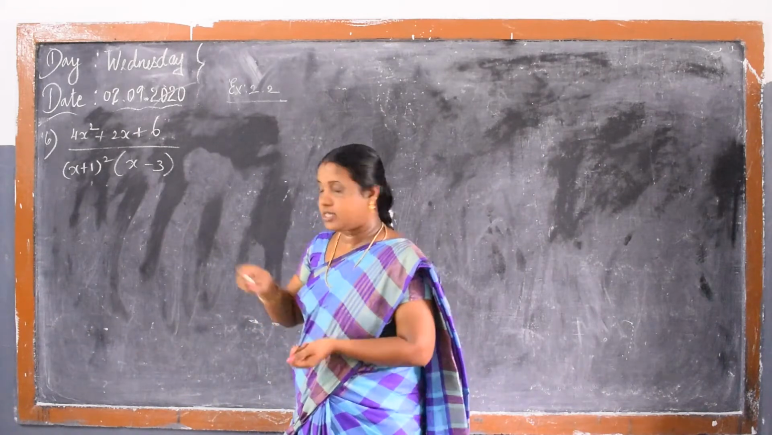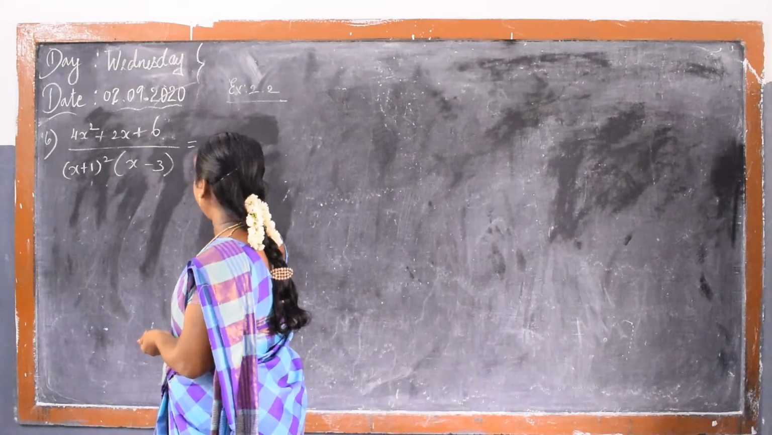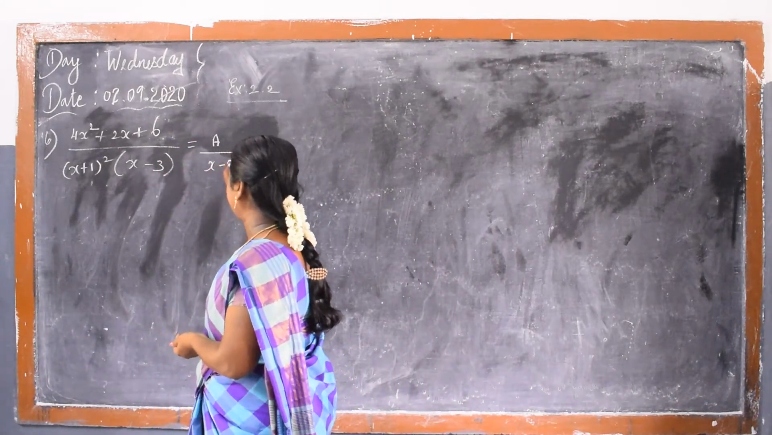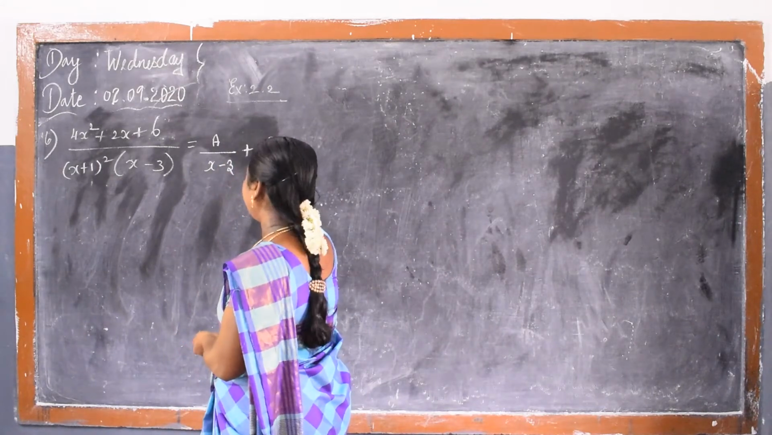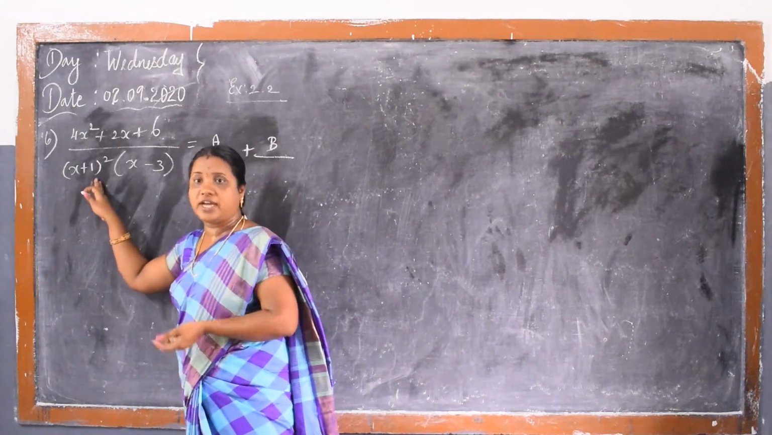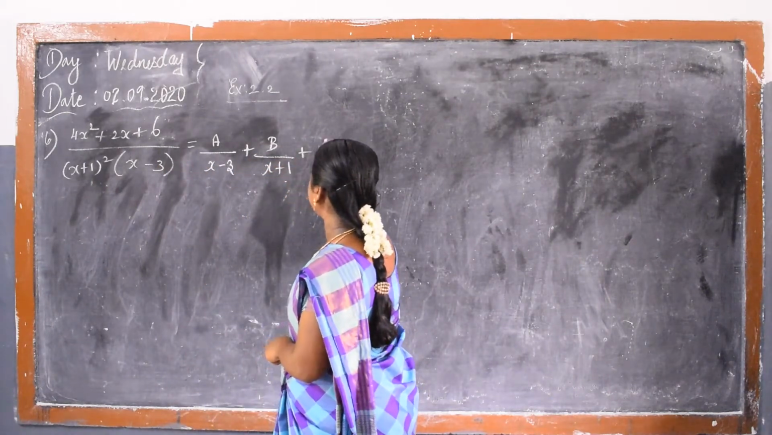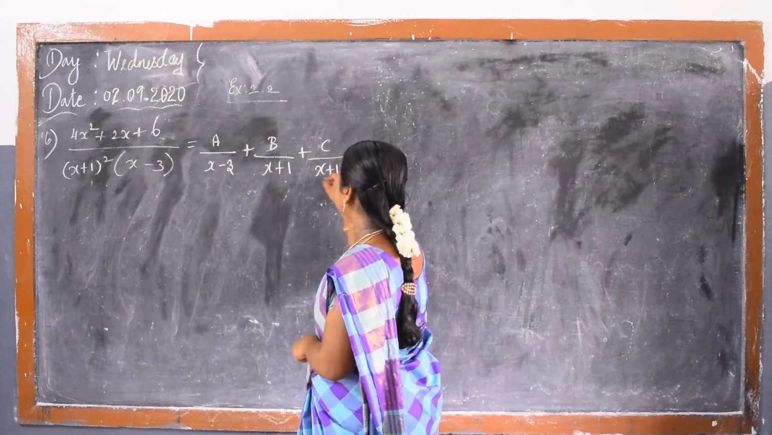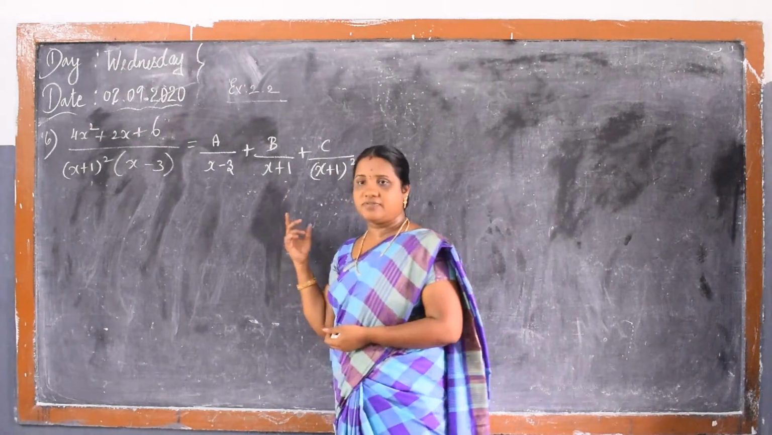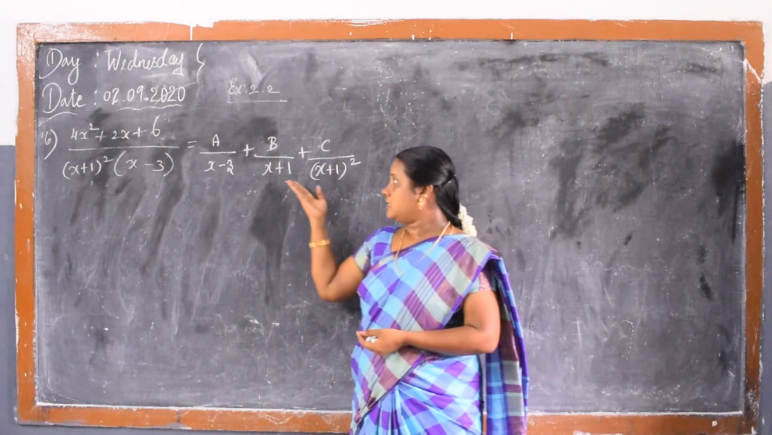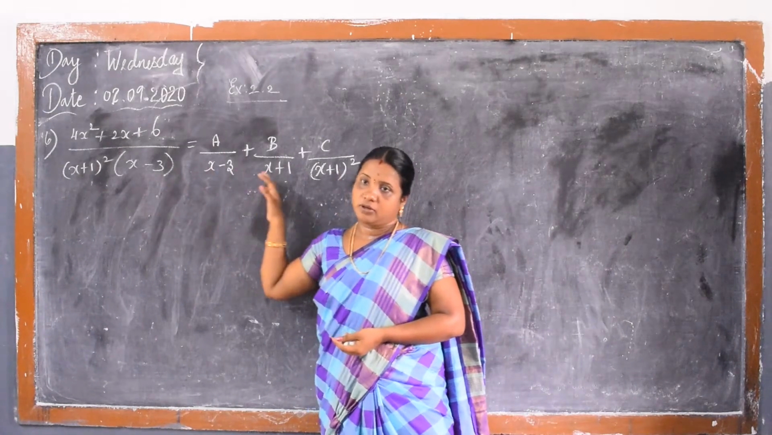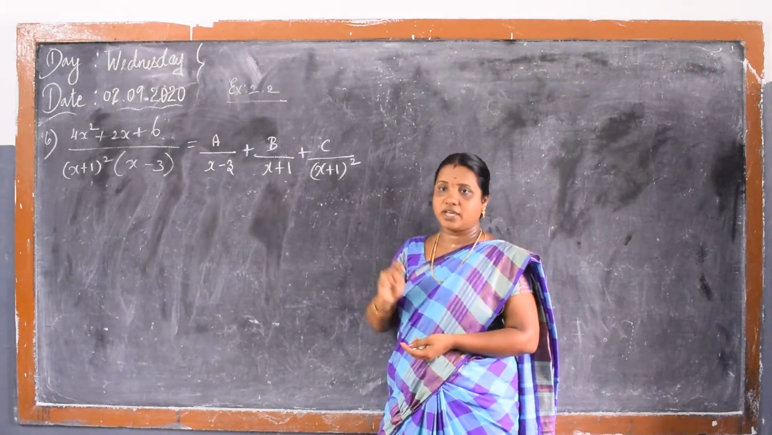How can we write this? See, a by x minus 3. Next, what can we do? b by x plus 1, whole square is there, but you can split it into 2. What do we do? x plus 1, c by x plus 1 whole square. This first step is very important. You have to split it as x plus 1 and x plus 1 whole square.